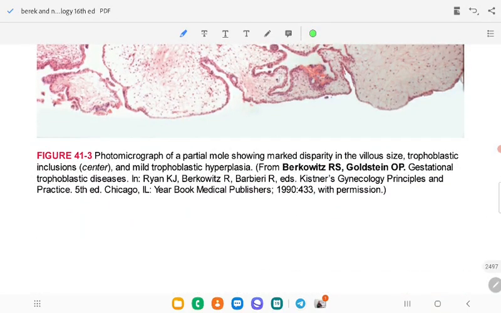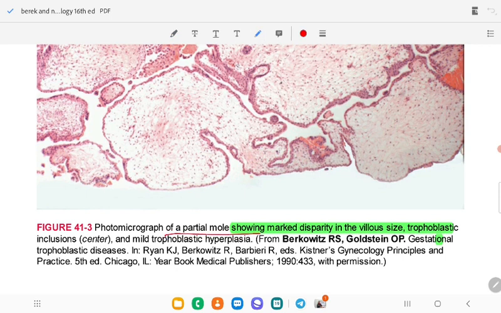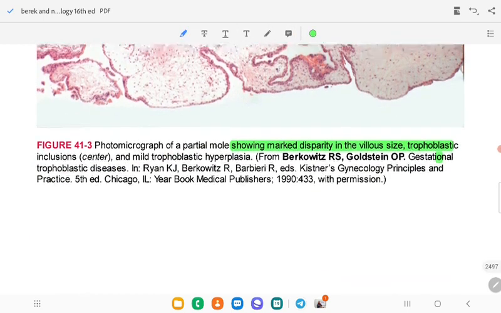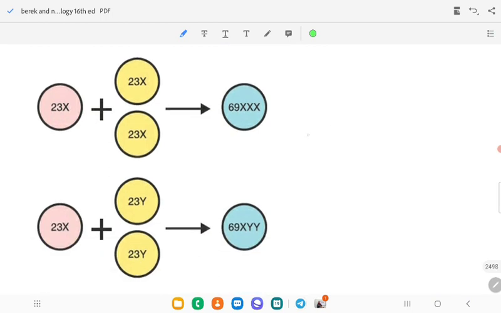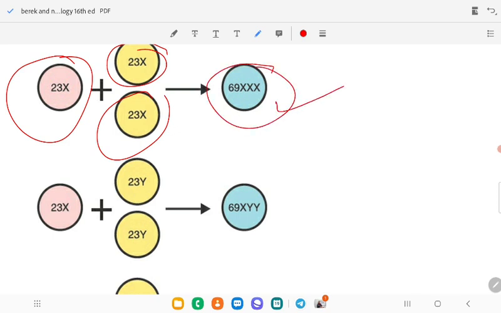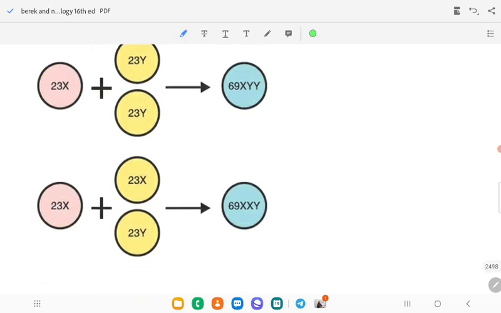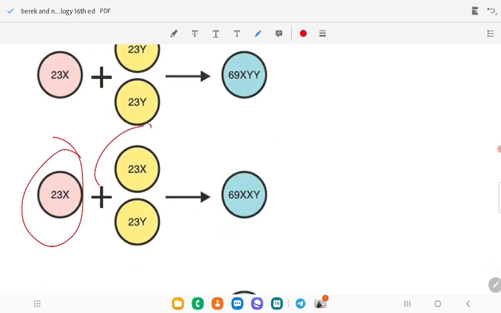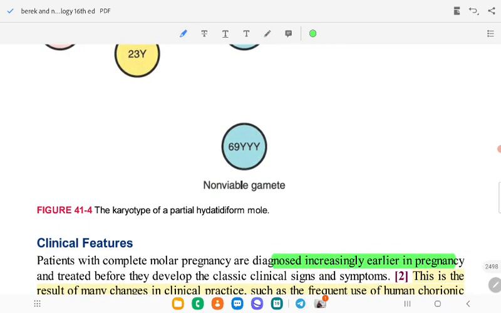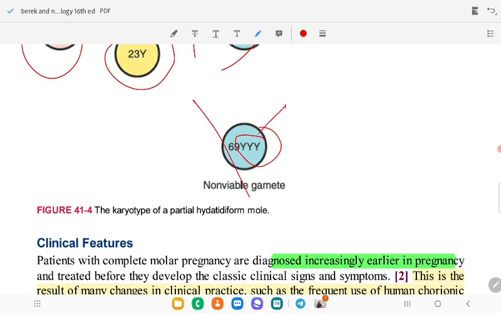Disparity, the partial mole showing marked disparity in villus size, trophoblastic inclusion in the center, and mild trophoblastic hyperplasia. This is the partial mole genome: 23X, 23X. This can be 69 XXX, 69 XXY, or 69 XYY. Three possibilities, and if it is only Y, then it will be a non-viable gamete. Remember.